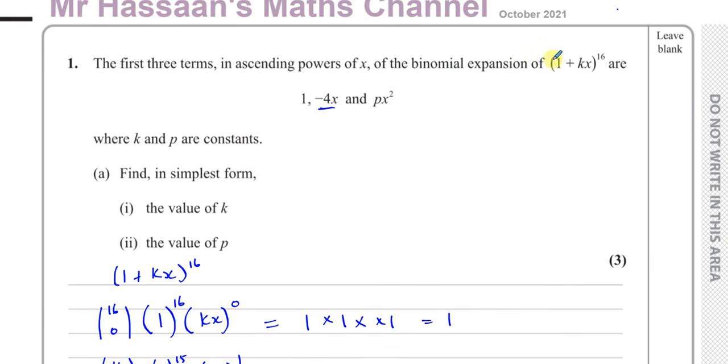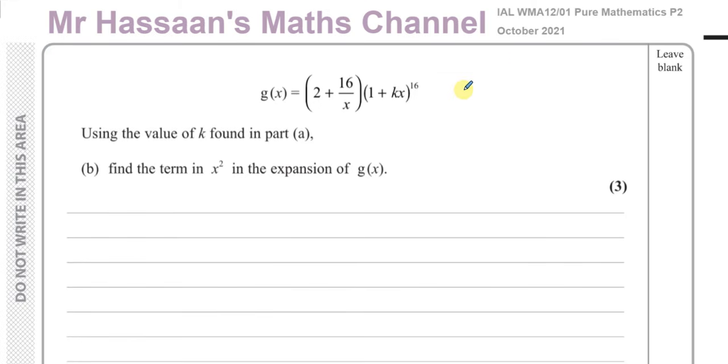So we now know it's 1 minus a quarter x to the power of 16. That's what this expression is. k is a quarter. Now it says, using the value of k found in part A, find the term in x squared in the expansion of g of x. So we've got to multiply our expansion by 2 plus 16 over x. Let's write down what we have so far.